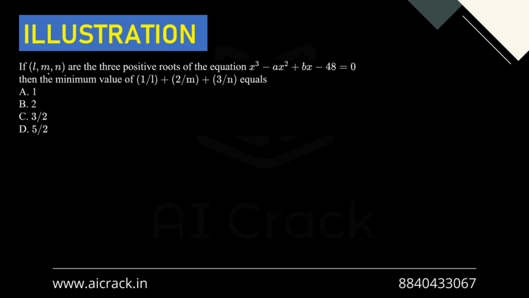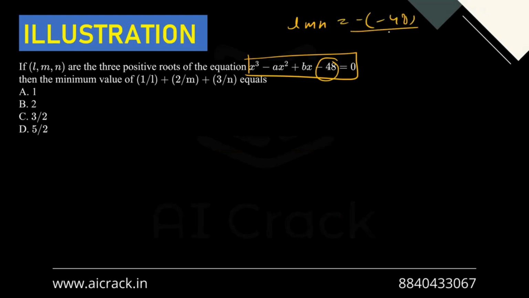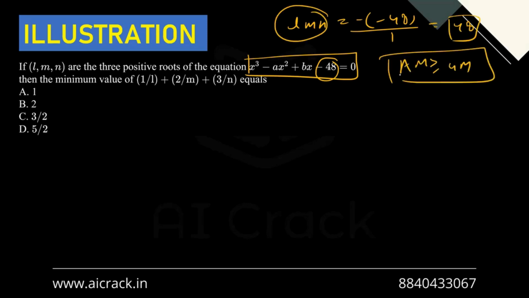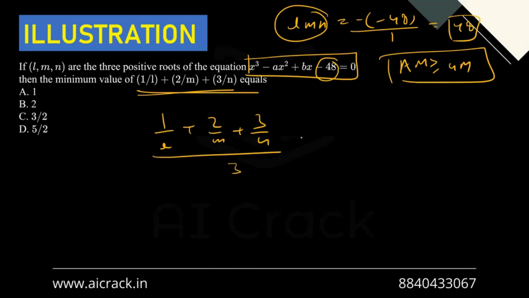Now in this question, we have L, M, N as 3 positive roots of this cubic equation, right? And because of theory of equations, we can say that the product of roots, that is L, M, N equals to minus of minus 48 by 1. That is 48, right? Now since we know the product, we can apply AM, GM inequality since all are positive, right? So we have to find out the minimum value of this expression. So we'll be getting 1 upon L plus 2 upon M plus 3 upon N divided by 3 is bigger than or equal to 1 upon L dot 2 upon M dot 3 upon N raised to power 1 by 3.